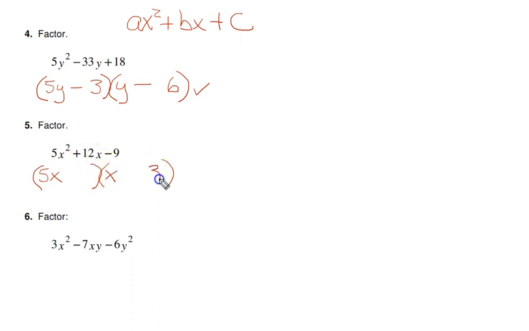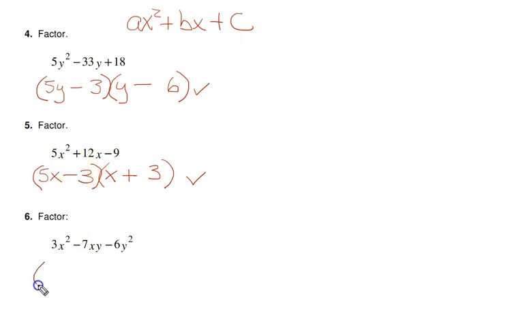So I'm going to try a 3 and a 3. And I think this will work because now I see my outers are 15. My inners are 3 and the difference is 12. So that'll work. So I need a positive 15 and a negative 3x. And this checks. And when I say checks, I'm foiling it to see that it gives me this.